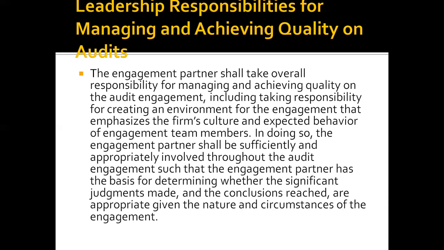So in doing so, the engagement partner shall be sufficiently and appropriately involved throughout the audit engagement so that the engagement partner has the basis for determining whether the significant judgments made and the conclusions reached are appropriate given the nature and circumstances of the engagement. So you cannot have an aloof engagement partner. You cannot have a sleeping engagement partner. You have been appointed as engagement partner for the engagement, you must be active throughout, right? So you need to be involved in decision making, professional judgment, testings and the result of testing, and of course, you are ultimately responsible and accountable for the audit opinion.